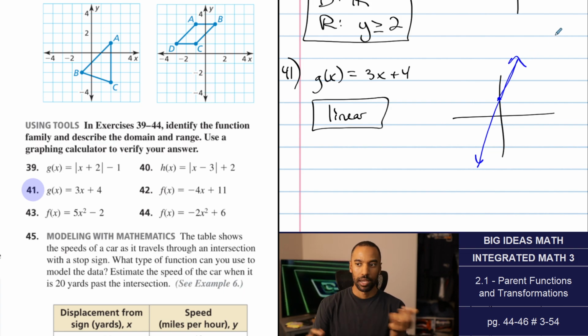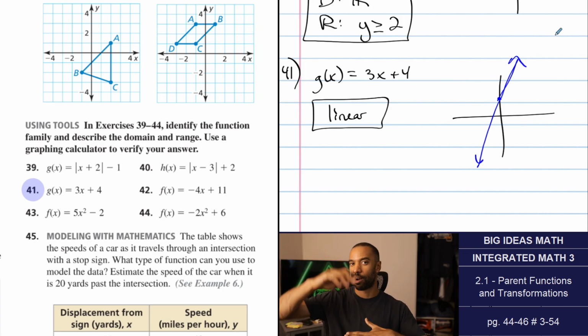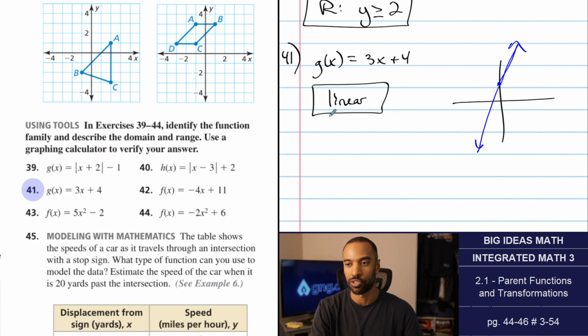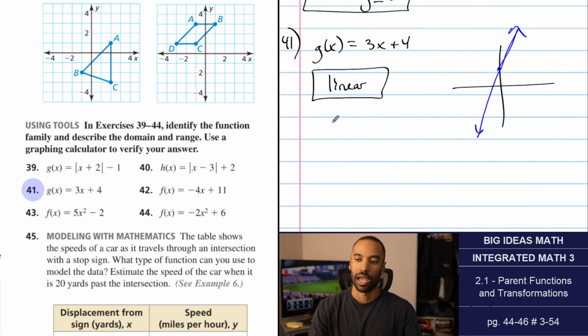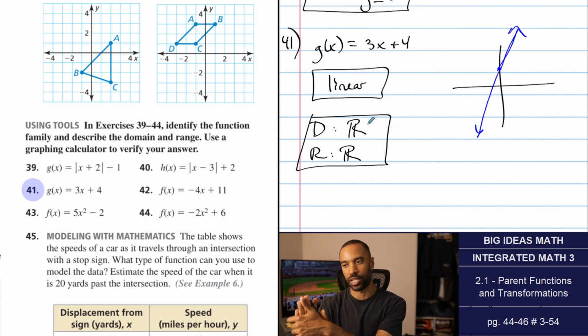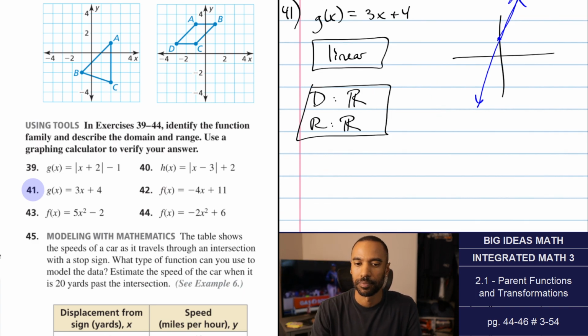Now, it goes forever left and right, but it also goes forever up and down. You should expect all linear functions to do this if the slope's not 0, and if it's not a vertical line. If the slope's not 0 or undefined. The domain is all real numbers. The range is all real numbers. They don't say explain. They don't say officially graph. They just say confirm it, and that's what we have.